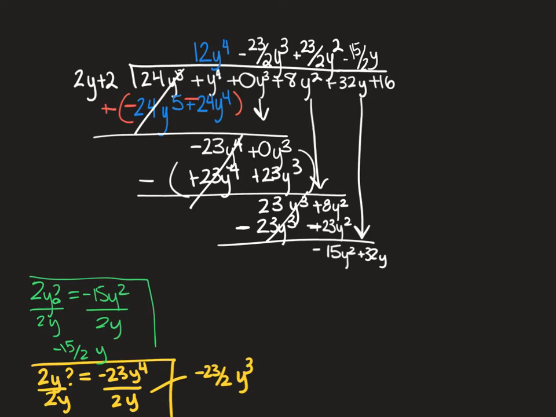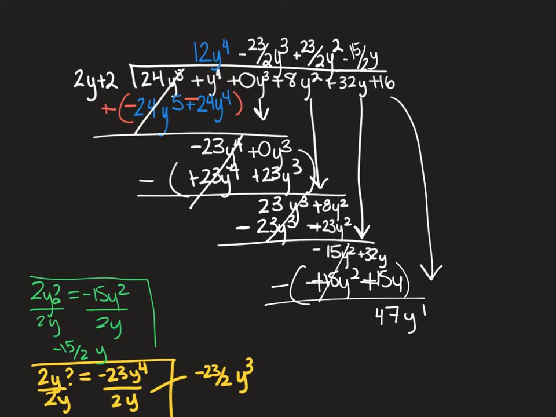Negative 15 over 2 times 2 makes a negative 15, and then y squared. Negative 15 over 2 times 2 makes a negative 15y. We subtract the whole thing, so this becomes a positive and a positive. The first ones cancel out. 32 plus 15 makes a 47y. And then we're going to drop down our 16.